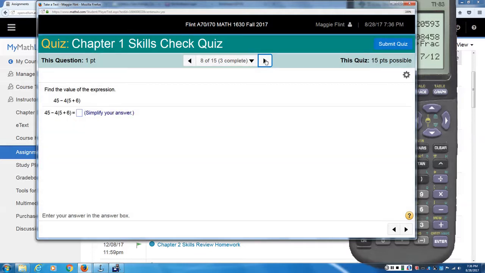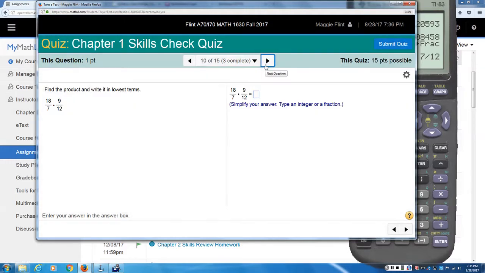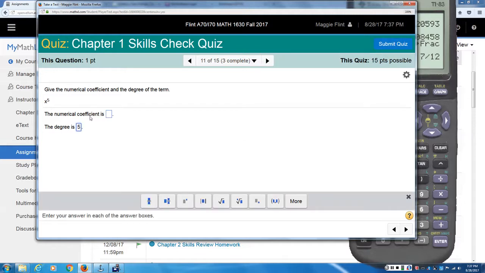Find the value. There again, try to do it without the calculator, but if you need to, you can always check with the calculator. I don't care if you check. Find the numerical value if x is 5 and y is 8. All you're doing is substituting, and then you do it on your calculator. A multiplication problem you do on your calculator. What is the numerical coefficient and the degree of the term? What's the degree of this term? 5. What's the coefficient? It's 1. It's understood to be 1.